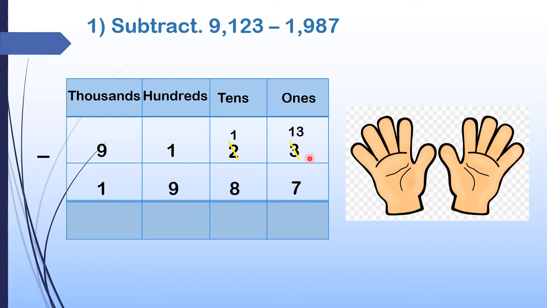So 13 minus 7. To find out 13 minus 7, take your fingers. Okay, what is the smaller number? The smaller number is 7. So you have to count the number after 7. So after 7: 8, 9, 10, 11, 12, 13.